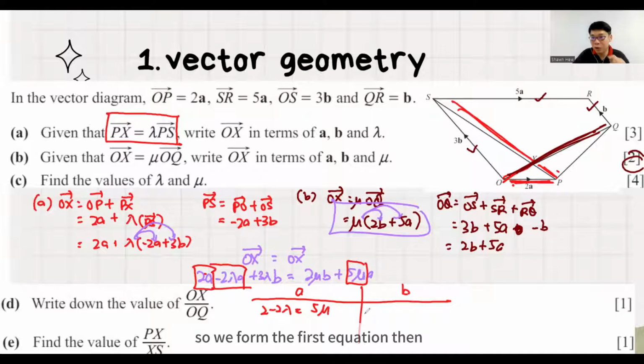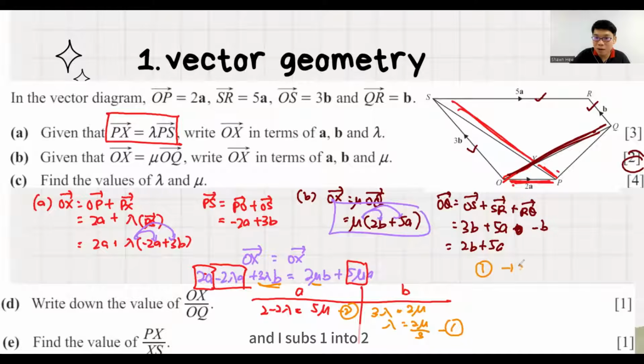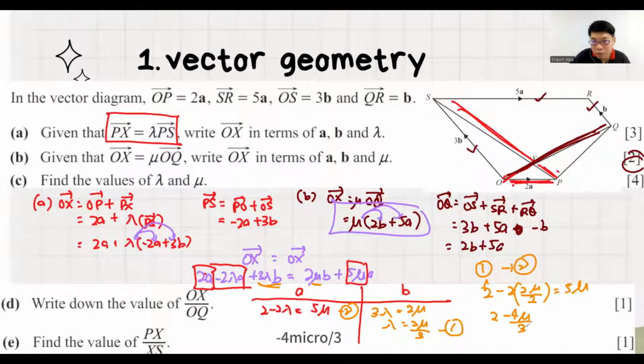So we form the first equation. Then for B, on the left-hand side it is 3 lambda, on the right-hand side it is 2 mu. So we know lambda equals to 2 mu over 3. This is my equation 1, this is my equation 2. Then I substitute 1 into 2: 2 minus 2, we substitute in this, equals to 5 mu. 2 minus 4 mu over 3.